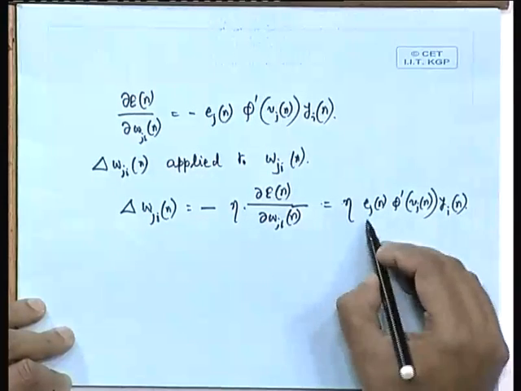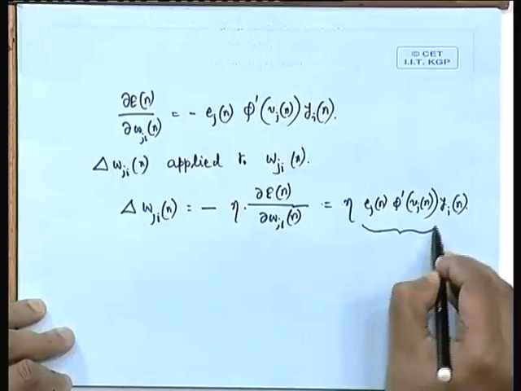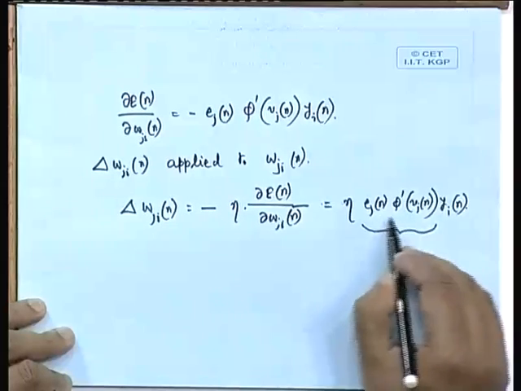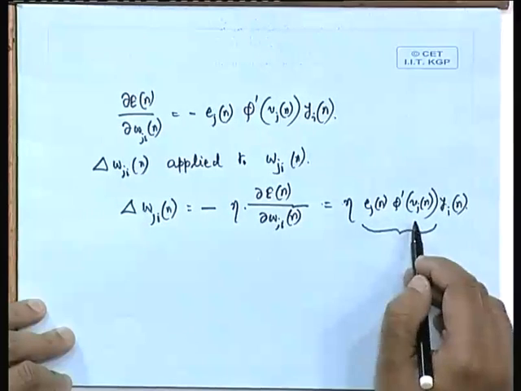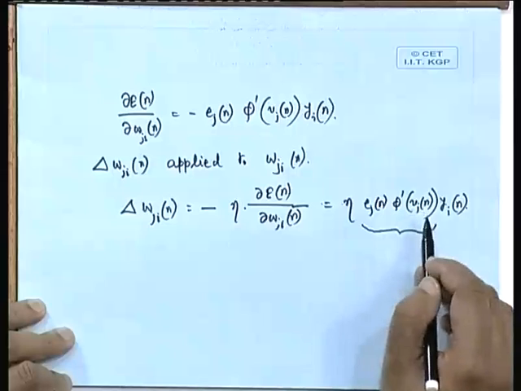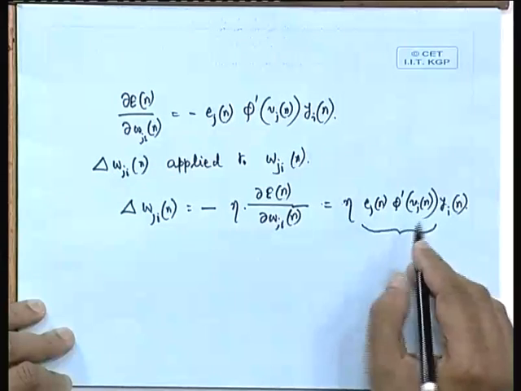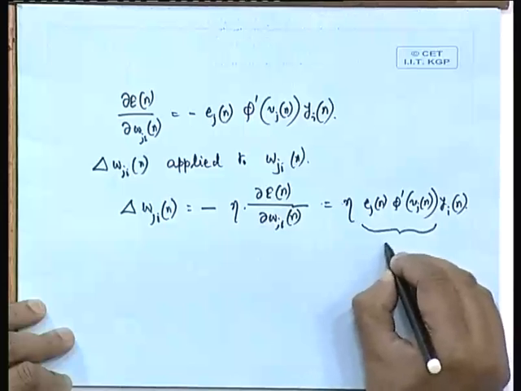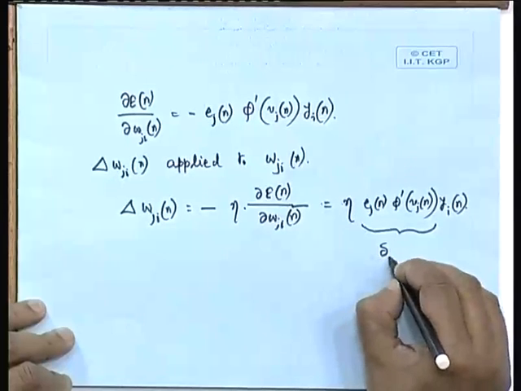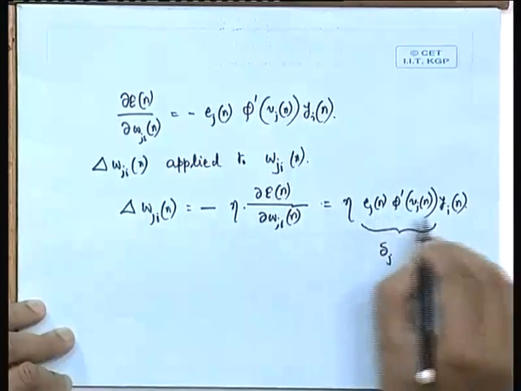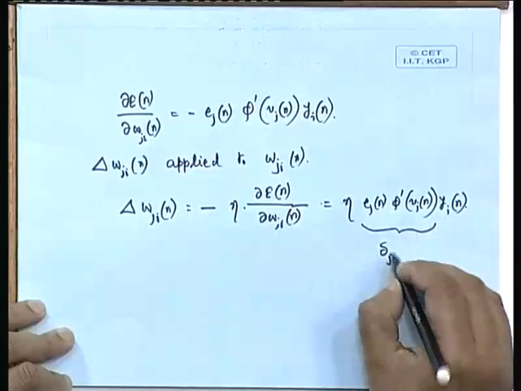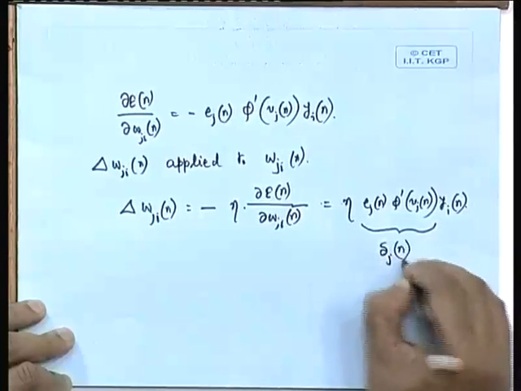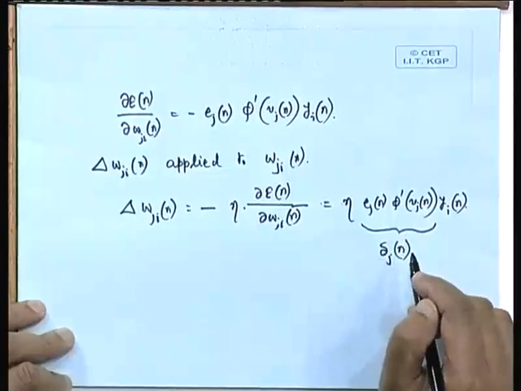And now what we are going to call this term, you see, this term is nothing but the error multiplied by the derivative of the activation function. Okay. This term we are substituting with another term, delta j, because everything is indexed with respect to j. So delta j at iteration n replaces this product term. Okay. So we define delta j this way.